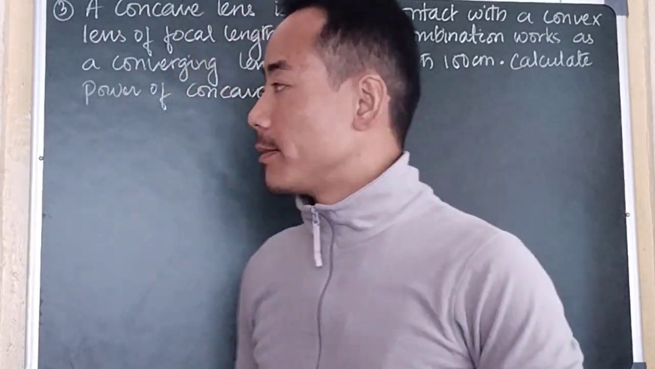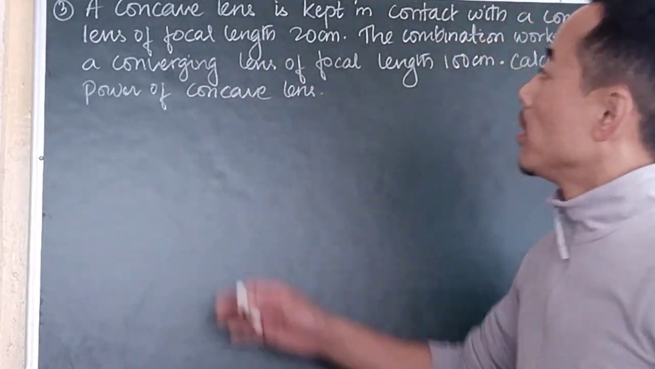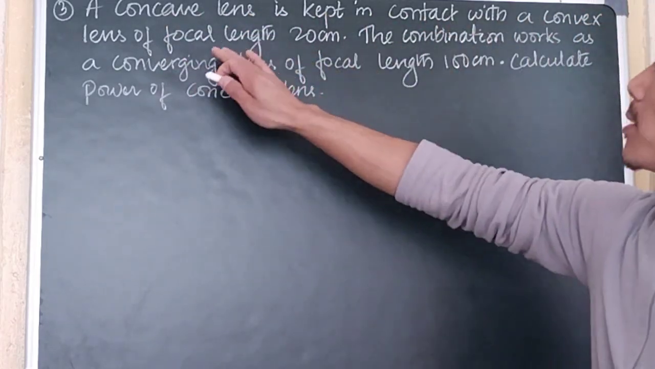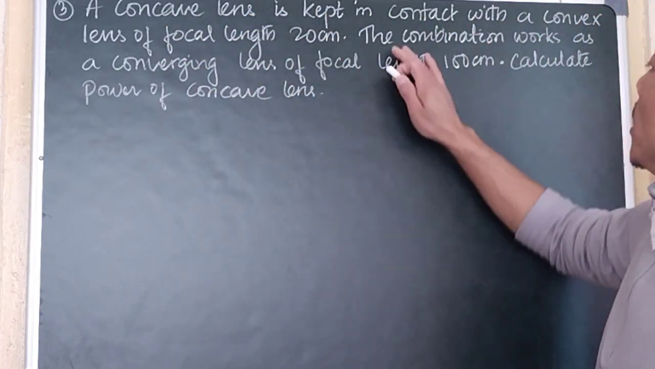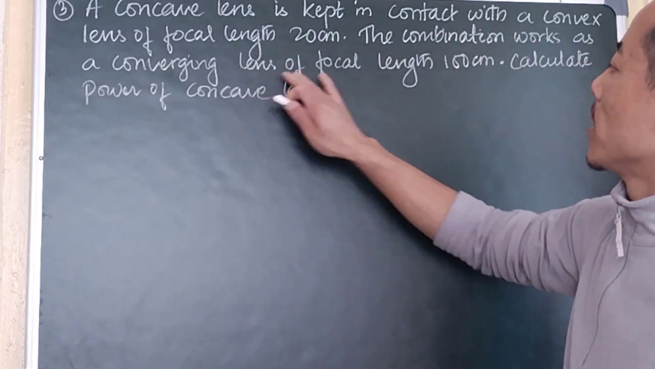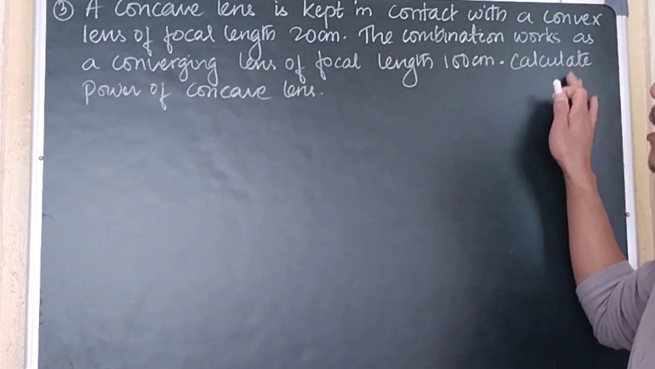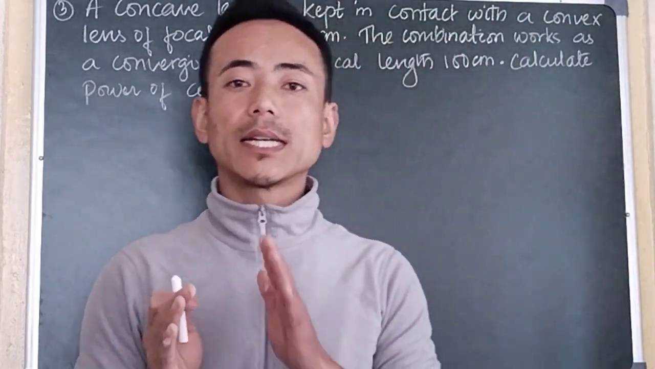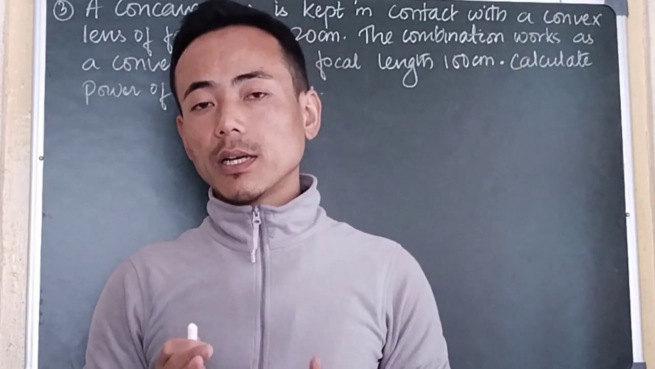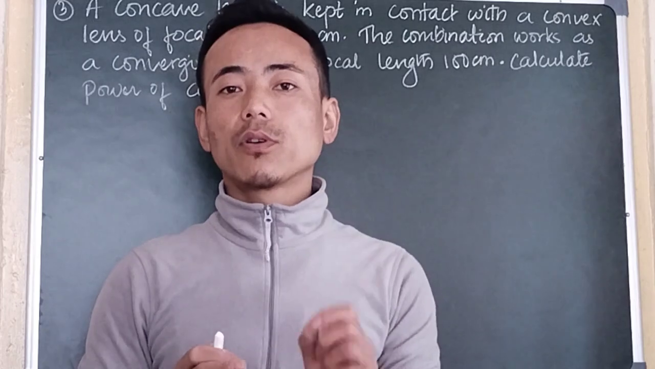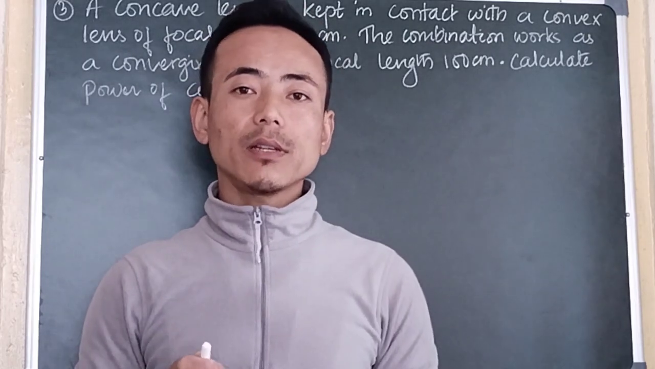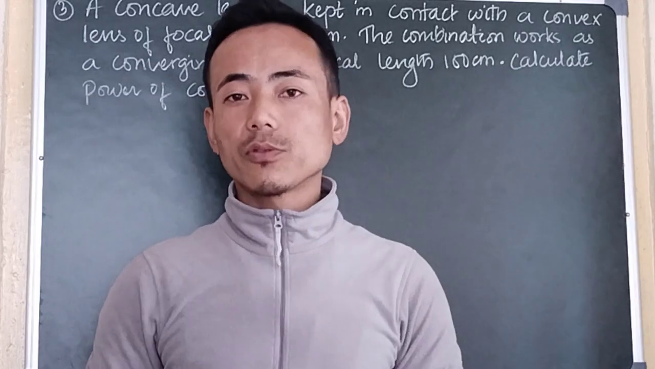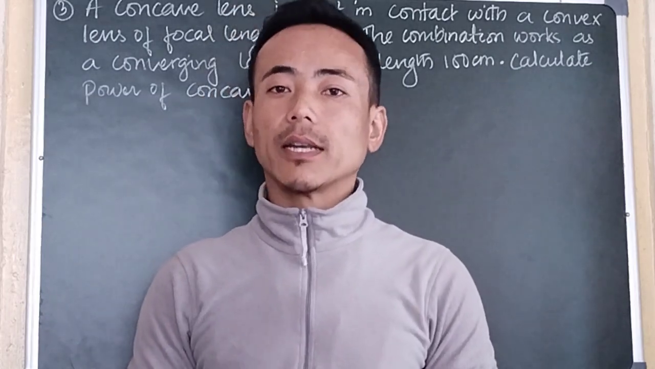Alright, so let's discuss the third question, which is interesting. The question says a concave lens is kept in contact with a convex lens of focal length 20 centimeter. The combination works as a converging lens of focal length 100 centimeter. Calculate the power of the concave lens. So here a concave lens is in contact with the convex lens. The focal length of the convex lens is given. The focal length of the equivalent combination is given, but the focal length of the concave lens is not given in this case. So you are supposed to find out the focal length of the concave lens.